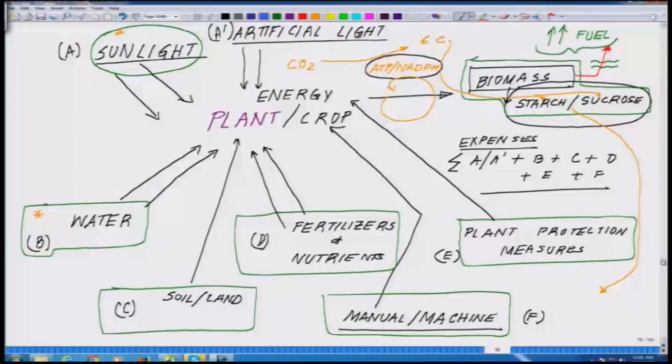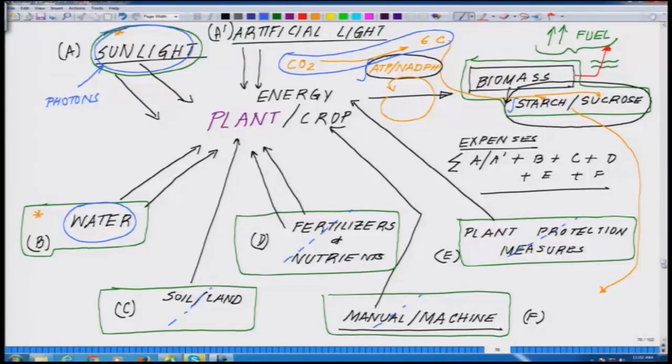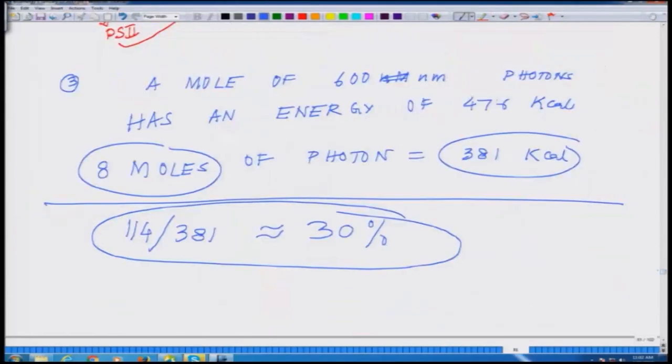If you look at the first slide I showed you in the beginning of the class, we talked about the formation of starch and sucrose, right? Followed by the ATP and NADPH and the whole expenses. Of course, barring a few things we did not talk about. What we talked about is the water, the sunlight, which is involved in the form of photons, and the energy needed to convert CO2 to 6 carbon.